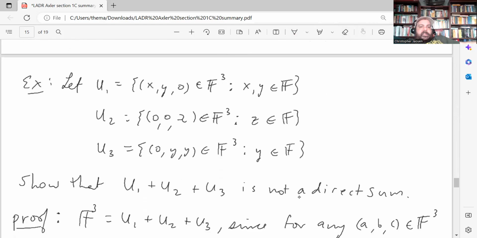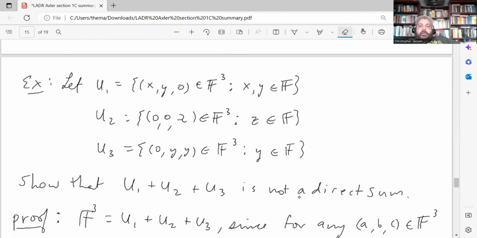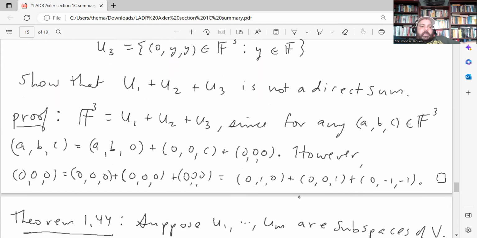Okay, so here he gives us another example. Here U1 he's defining as this subspace of F3, U2 is this subspace, U3 is this subspace, and we want to show that U1 plus U2 plus U3 is not a direct sum. So all I have to do is show that you don't get unique representation of every vector in F3. So that's what I did here.